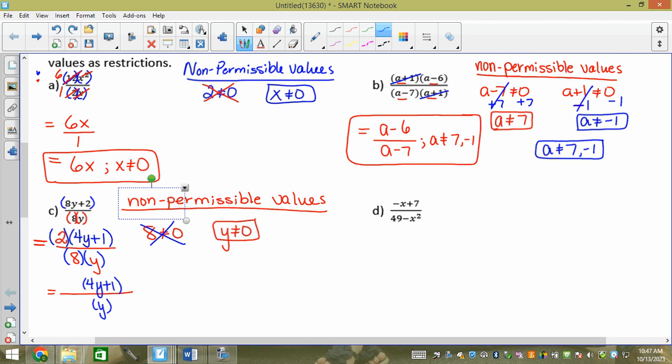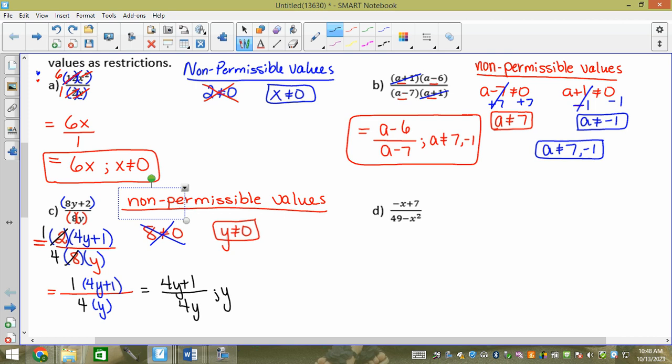Now I have a 2 and an 8 in their own brackets. Is there anything I can do with those? Yeah, what can I do? Take out a what out of each? Yeah. So 2 divided by 2 is 1. 8 divided by 2 is 4. So I end up with 1 and a 4. Do I have to show the 1? Not really. No. So I technically have 4y plus 1 over 4y.